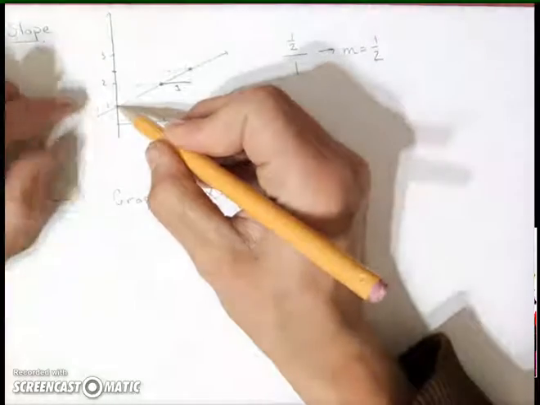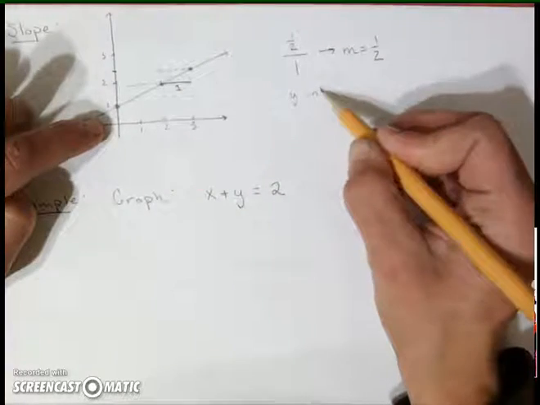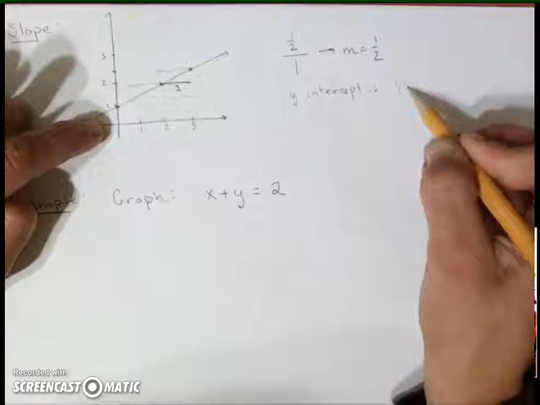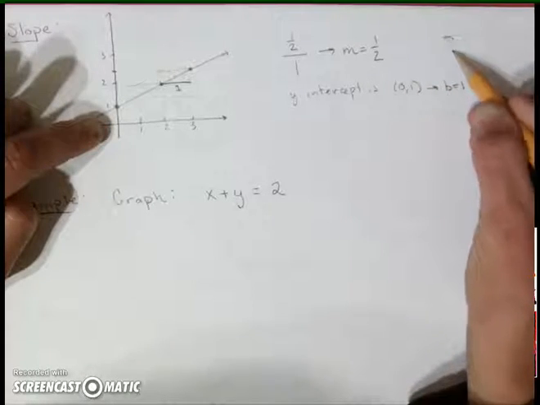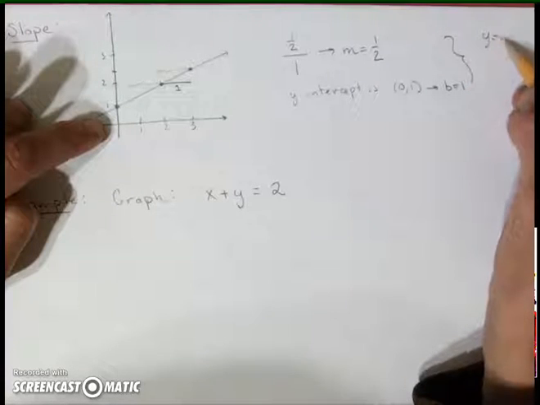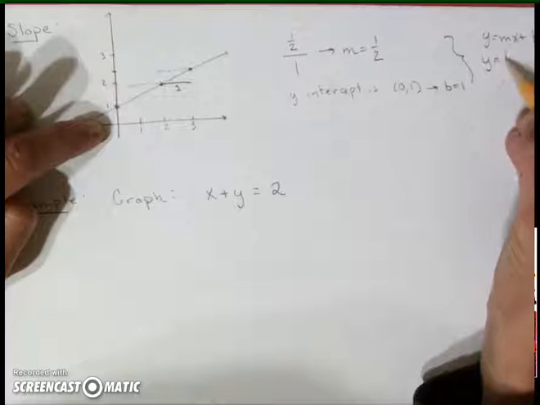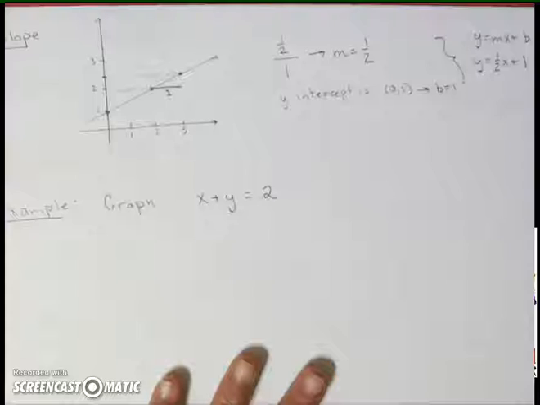We can also figure out the equation of this line because the y-intercept is given to us. It's 0, 1. So that says b is 1. So put these things together into y equals mx plus b, and I get y equals 1/2 x plus 1 for the equation of this line.